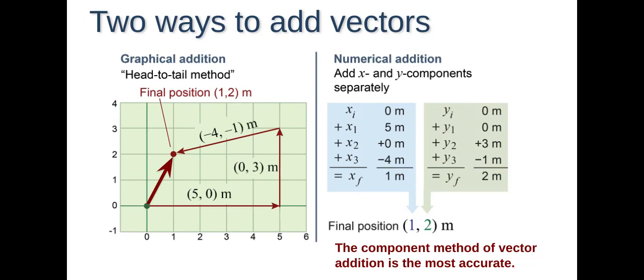So you can see the first one in blue, we have xi is 0 plus 5 plus 0 minus 4 gives us a value of 1. So that would be your x for your final position. You do the same thing for the y. 0 plus 0 plus 3 minus 1 is 2. So your final position is going to be 1, 2 meters. The component method of vector addition is the most accurate, and that's the numerical method.